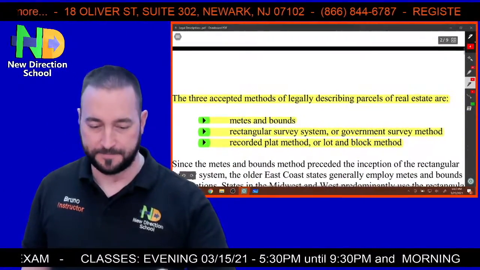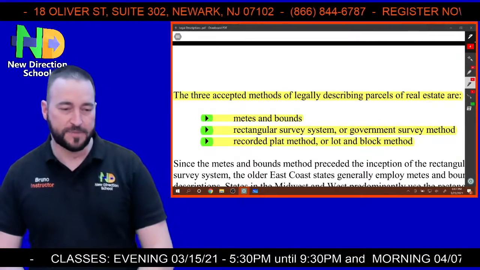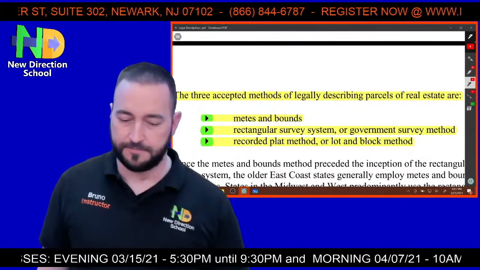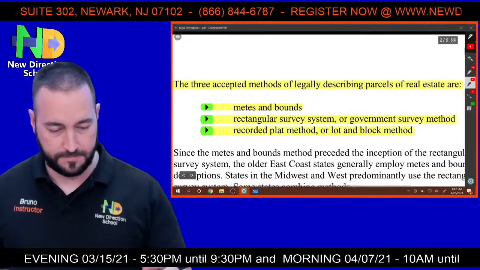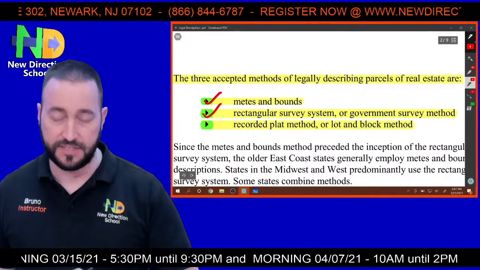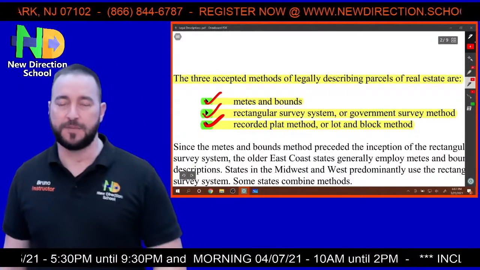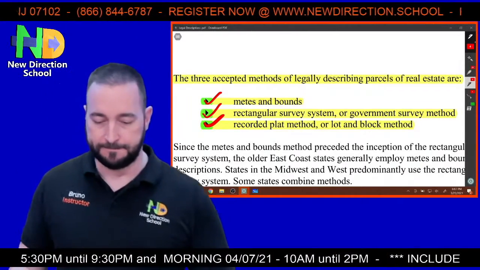Next thing. The 3 accepted methods of legally describing parcels of real estate are metes and bounds, rectangular survey system or government survey method, and recorded plat method, or lot and block method.